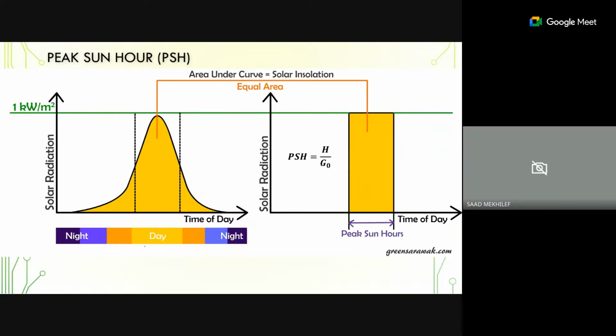I think I have explained this before. The difference between the solar radiation and the day. So this is the day. You have the day from here to here, but actually what we use is only these parts of the solar power.